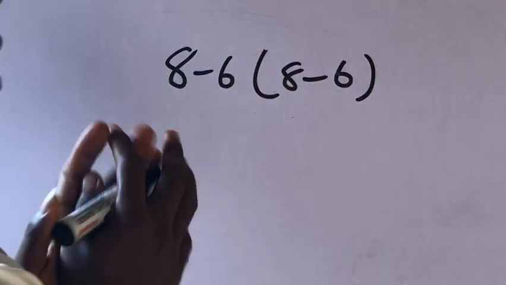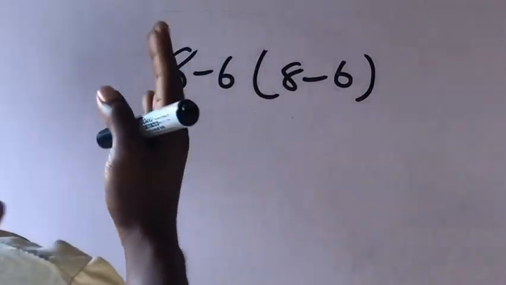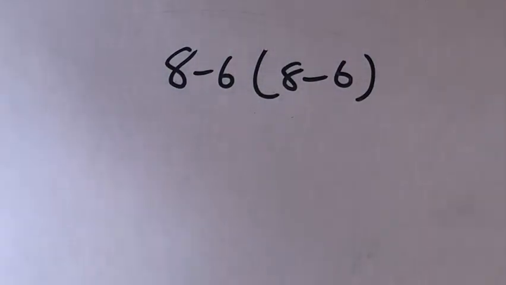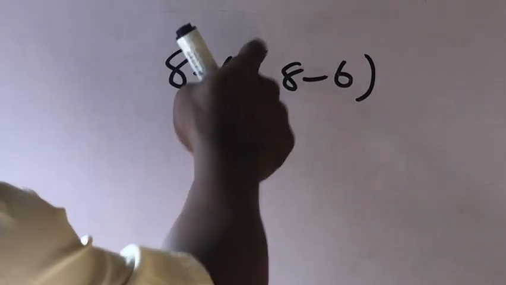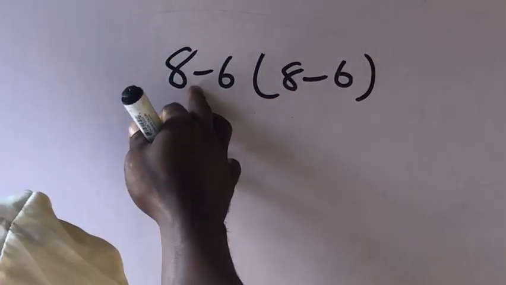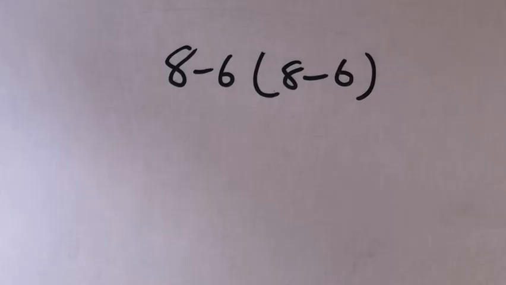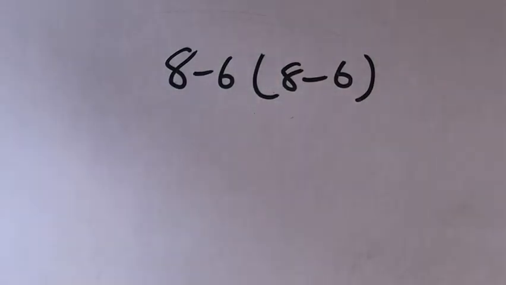This is a fresh question. This question is breaking the internet, confusing a lot of people because there's parentheses here, there's minus, and you'll be like, you'll be confused. How is this problem going to be solved? Let me show you how to solve it.